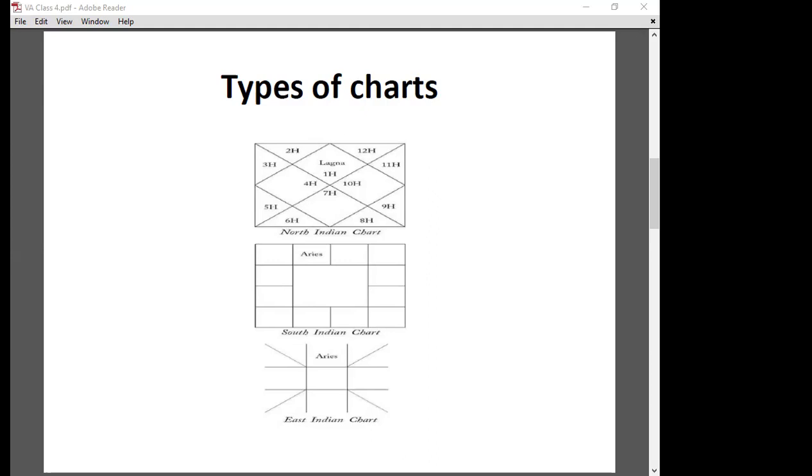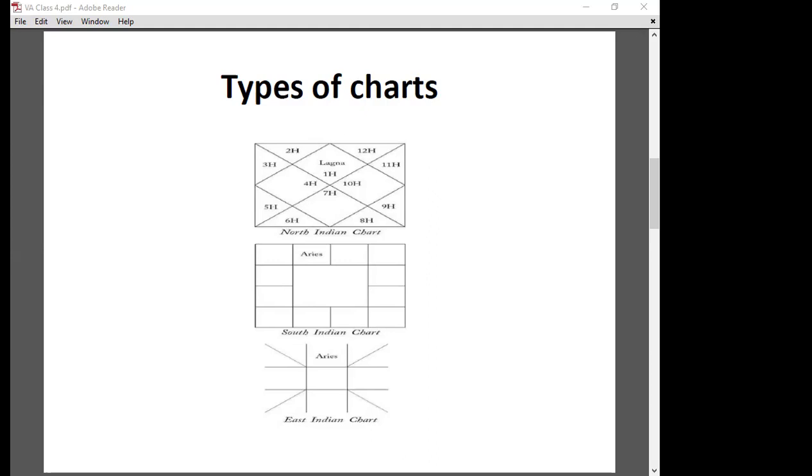Then we come to the movability or the locomotion of the signs. 1, 4, 7, 10, that means Aries, Cancer, Libra, and Capricorn, they are movable signs. That means people having these signs as rising signs will always be changeable. They will always experience frequent changes in decision, and they will always be mobile. That means they will move from one place to the other.